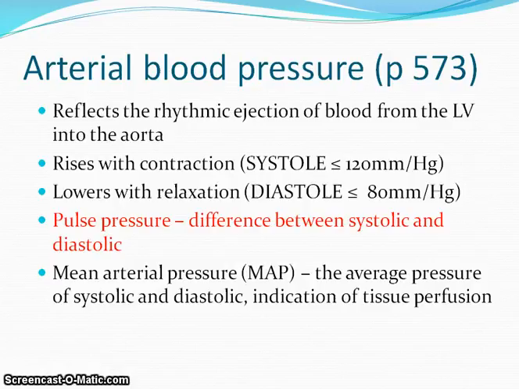Pulse pressure is where we're measuring the difference between the systolic and diastolic numbers. Mean arterial pressure is the average pressure of your systolic and diastolic numbers. It's an indication of tissue perfusion. Pulse pressure tells us about the workload of the heart. And you just literally subtract your diastolic from your systolic, so 120 minus 80. And mean arterial pressure we care about because that tells us about how our perfusion is going.